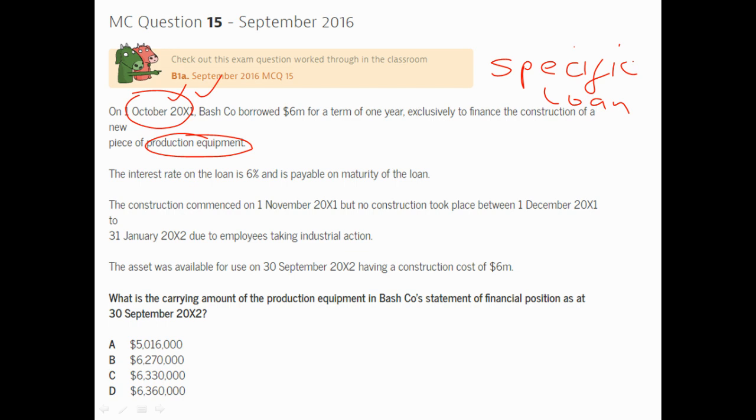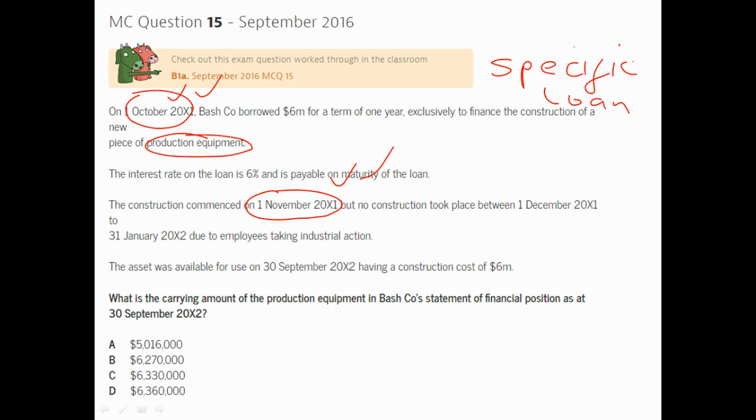We are told that the interest rate on the loan is 6% and is payable on maturity of the loan. Then second, we are told that the construction commenced on 1 November 2001, but no construction took place between 1 December to 31 January due to employees taking industrial action. Okay, so we have this date, when we started construction. So we are assuming that the remaining two criteria are met on 1 November, because we can't start construction when we are not incurring any expenditure.